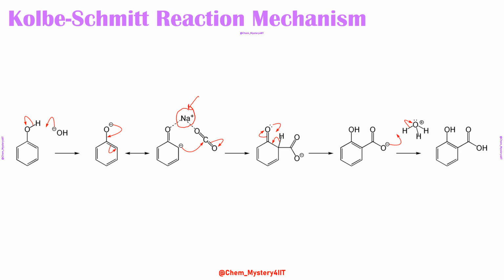And that's the reason why para position will be attacked only and only when ortho position is not at all available in this Kolbe-Schmitt reaction. So coordinating sodium is one of the key things over here, and that gives us another important point.